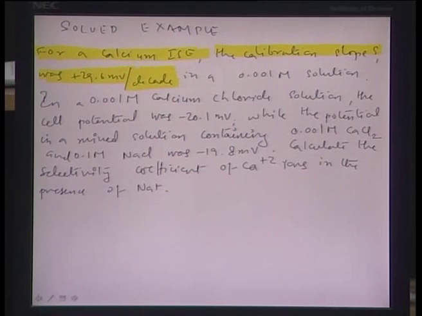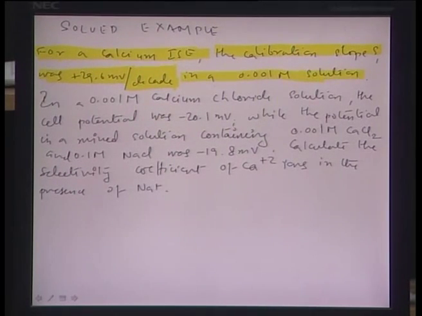So, if the concentration is changed by one order, the log to the base 10 of it would be changed by exactly 1 unit, and therefore S is essentially plus 29.6 millivolts. It also makes sense because S is equal to 59 millivolts divided by the number of electrons transferred. N in this case is 2 because calcium can get oxidized to the calcium plus 2 state, and therefore the slope is also plus 29.6 millivolts.